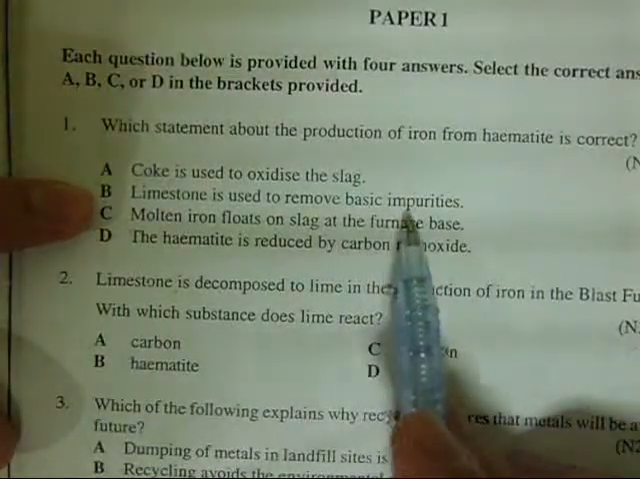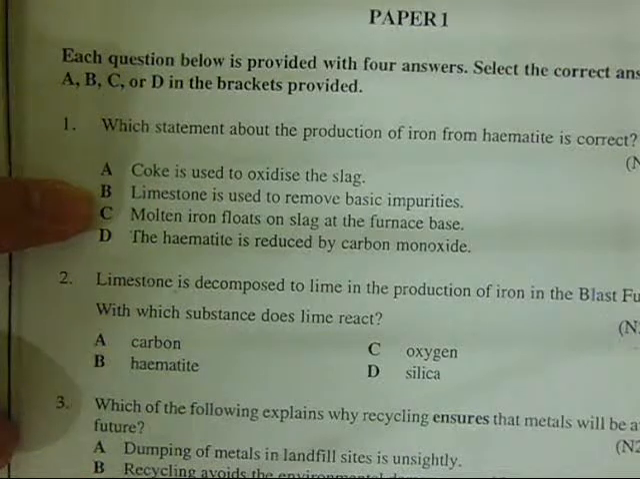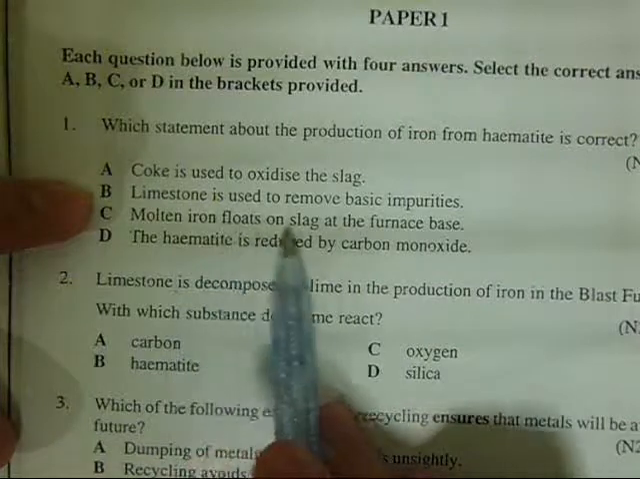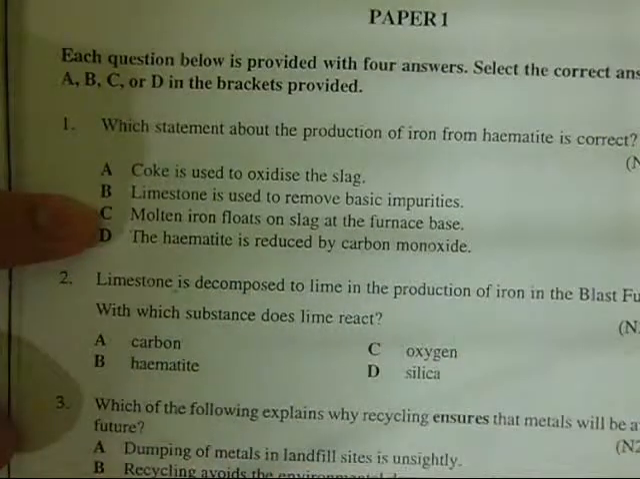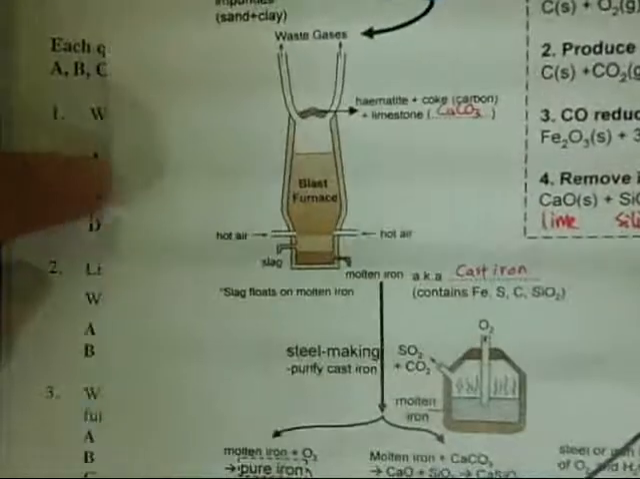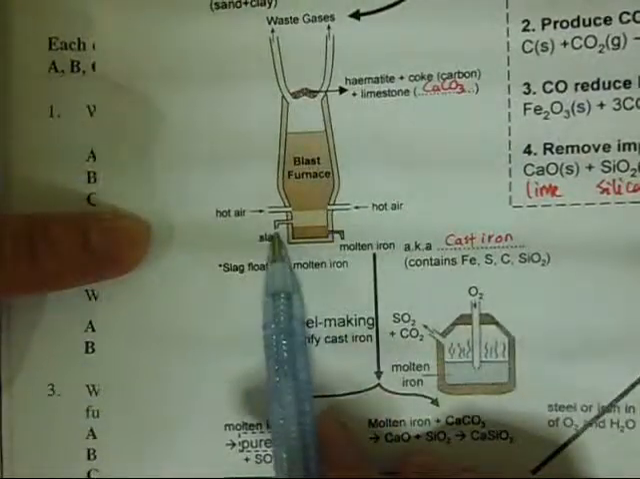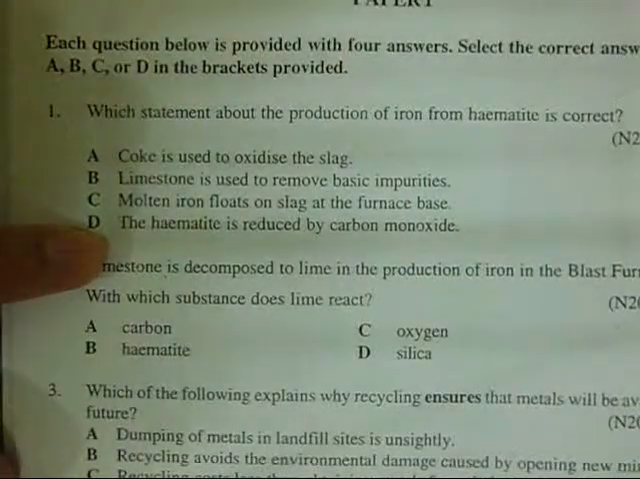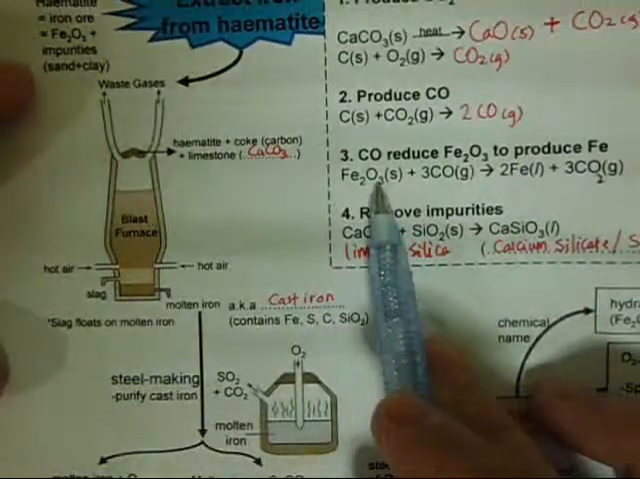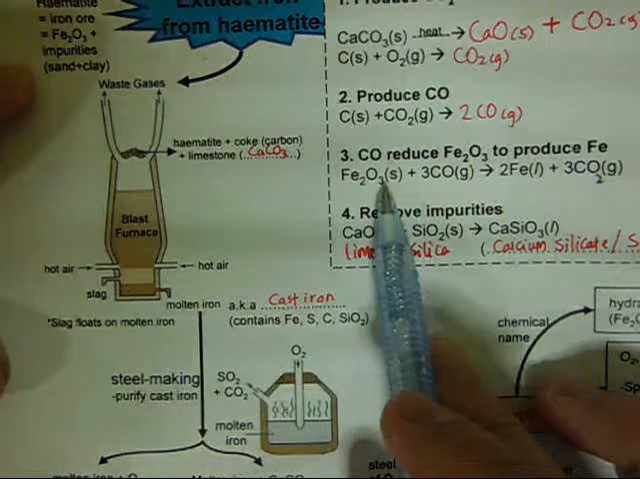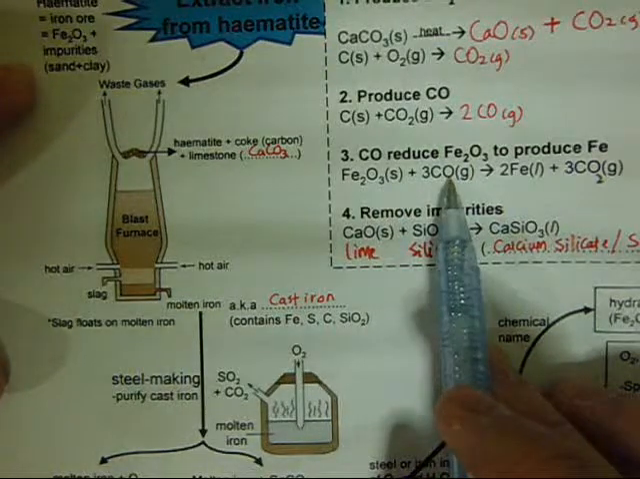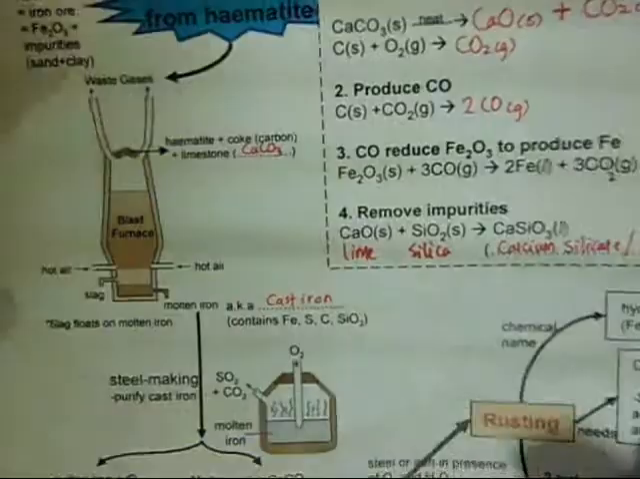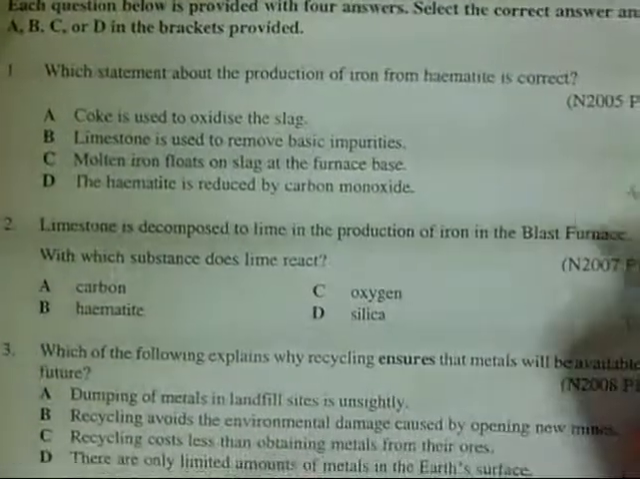Limestone is used to remove basic impurities. Not really, it's actually calcium oxide. Molten iron floats on slag at the blast furnace. Actually the slag floats on the molten iron, not the other way around. And then the hematite is reduced by carbon monoxide. Yes. The hematite, which is iron 3 oxide plus all the impurities, is reduced by carbon monoxide to form iron. So the answer is D.